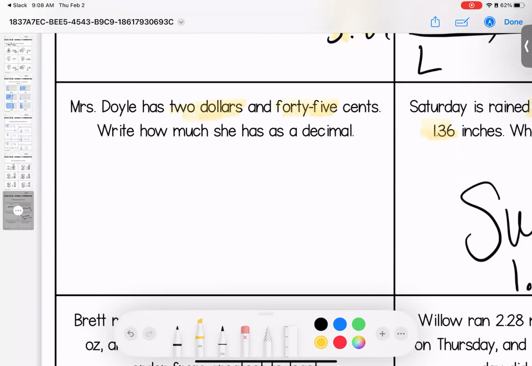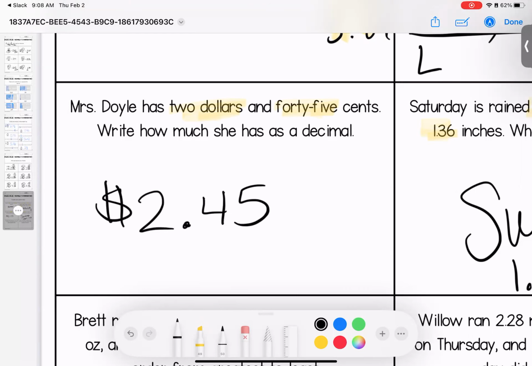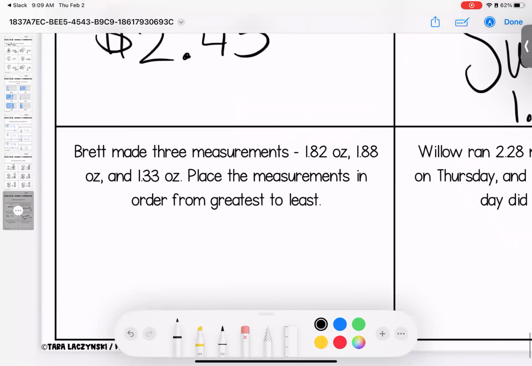Mrs. Doyle has $2.45. Write how much she has as a decimal. So I have $2 or 2 wholes and 45 cents. $2.45 as a decimal. Brett made 3 measurements, 1.82 ounces, 1.88 ounces, and 1.33 ounces. Place the measurements in order from greatest to least.